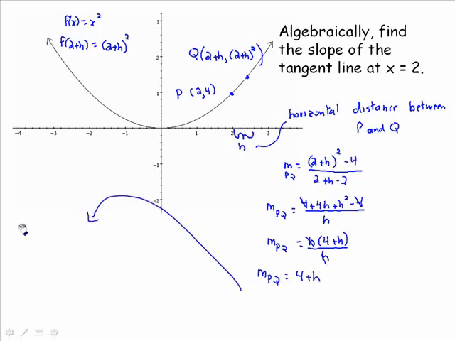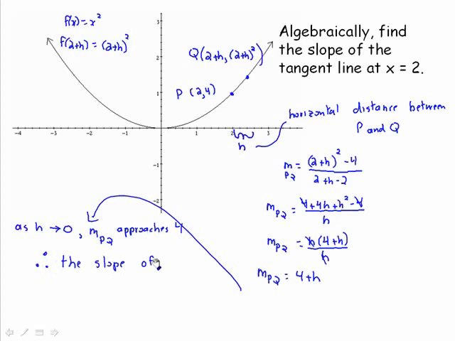And then we recall that as the h gets smaller, approaches 0, I'll just write that like that, the slope of PQ approaches 4 plus 0, which is 4. So therefore, the slope of the tangent line approaches 4.